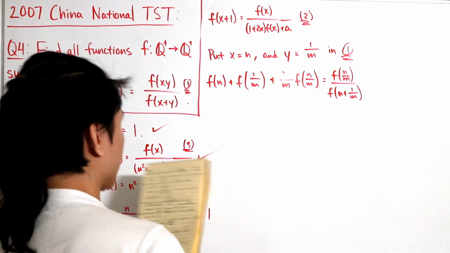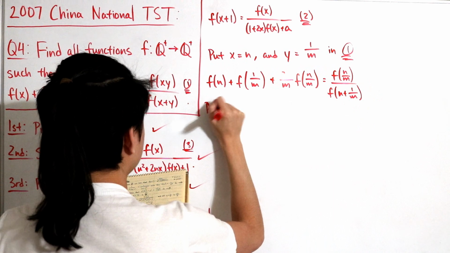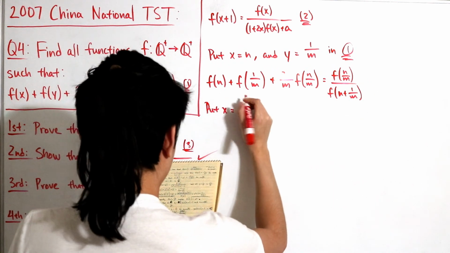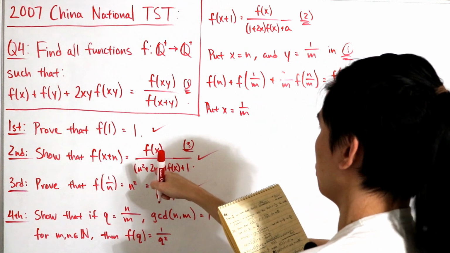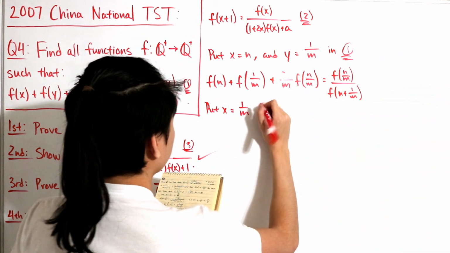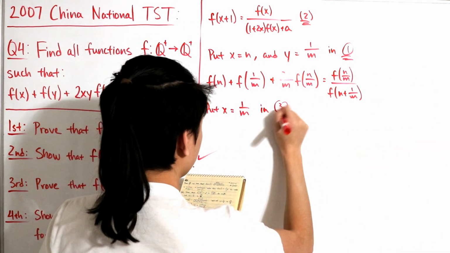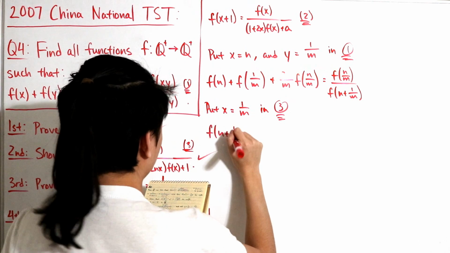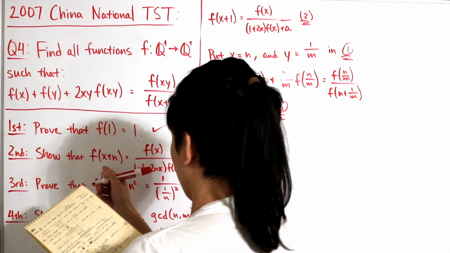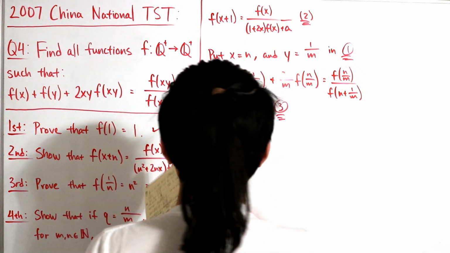So we have that. Now let's put in more of a substitution. We'll put x equals 1 over m, and we'll put this in our equation number 3 over here. So we have f of n plus 1 over m. It's just commutative, so that's why it's just backwards a bit, but it's okay.